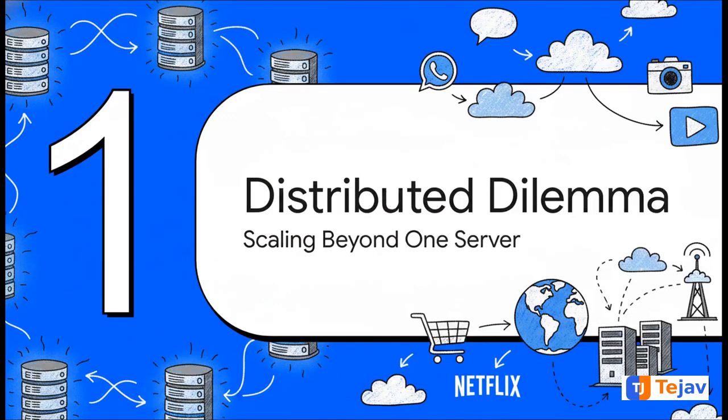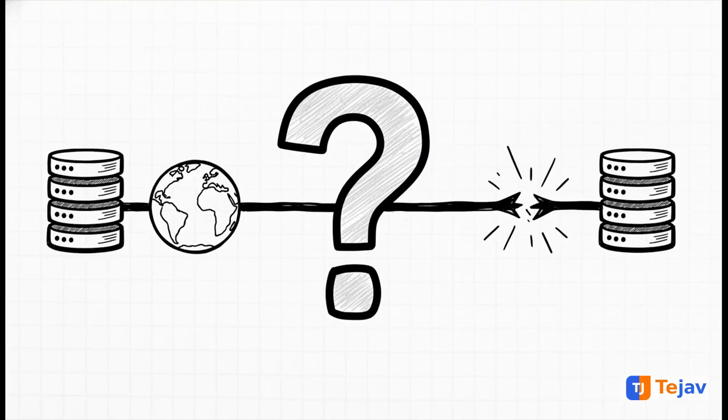So that brings us to the distributed systems dilemma, specifically scaling beyond a single server. Think about modern applications for a second. WhatsApp, Amazon, Netflix, Instagram. They serve millions, sometimes billions of users globally. Now, it's a physical impossibility for these apps to run on just a single server. A single machine simply cannot handle that massive traffic, nor can it provide the fault tolerance required. So what do they do? They distribute their applications across multiple servers and sprawling data centers worldwide.